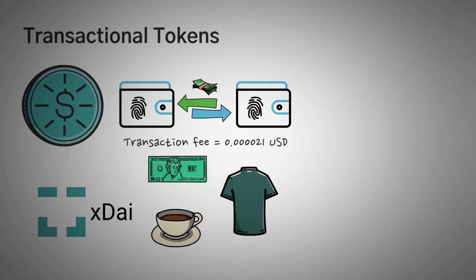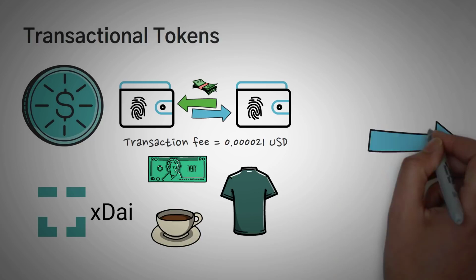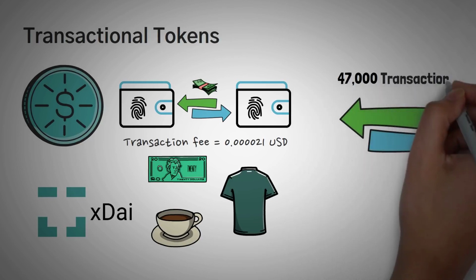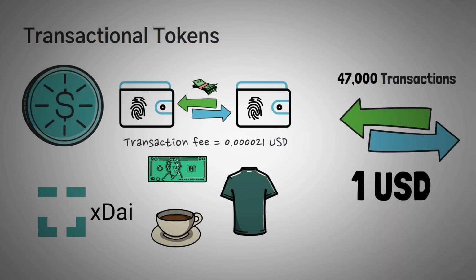0.000021 United States dollars, and that is ridiculously low. To give you an idea of how cheap that fee is, you could make over 47,000 transactions and only pay $1 in fees for them all. Try doing that on PayPal or through a bank wire.